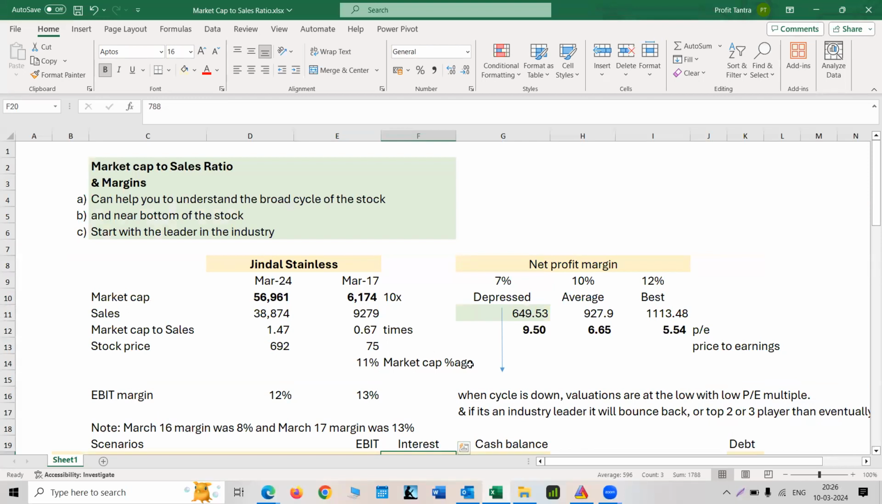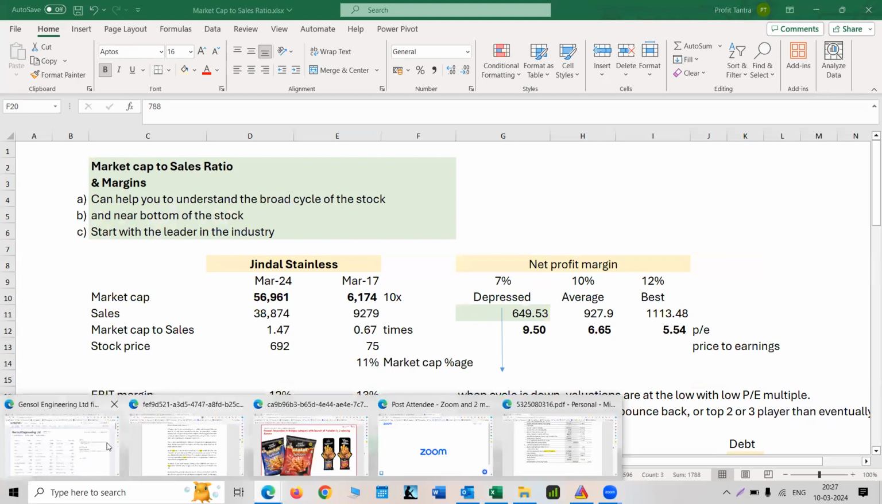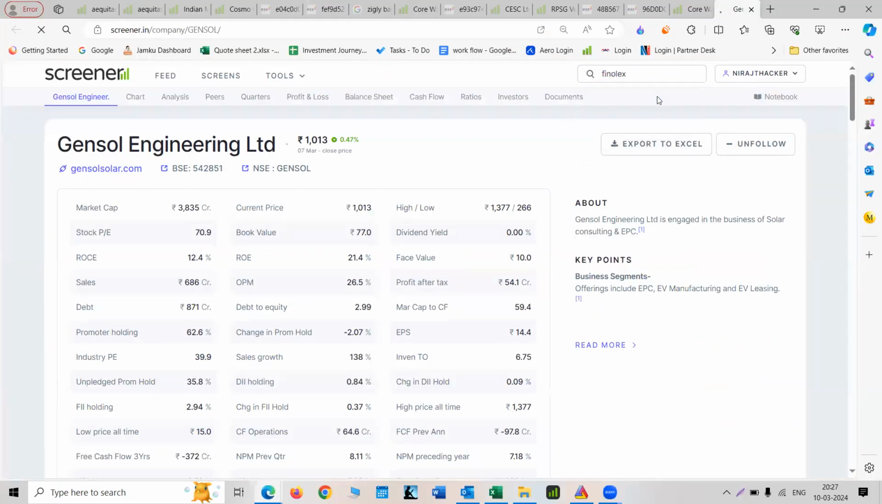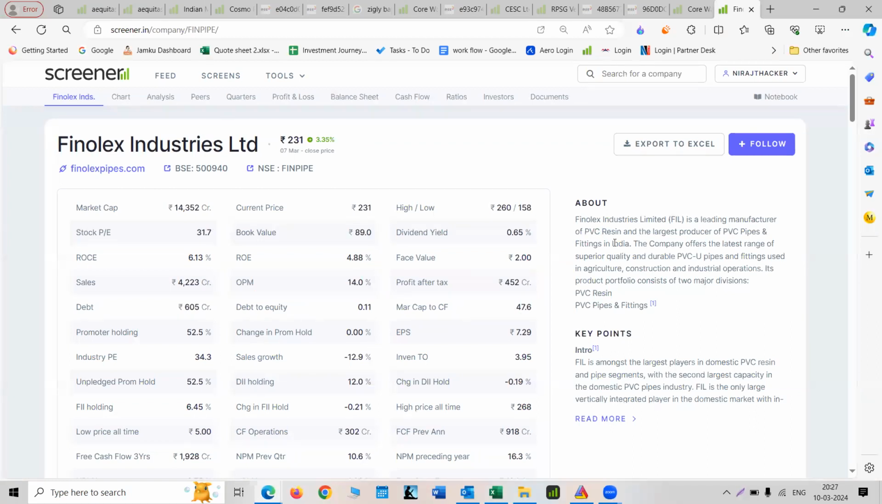Okay. Because we are trying to understand, we are starting with the leader, correct? For example, I'll take one practical example. Why this? Now I'll take Phenolics. This Phenolics we are holding since grandfather time, so I can tell a little bit about this.